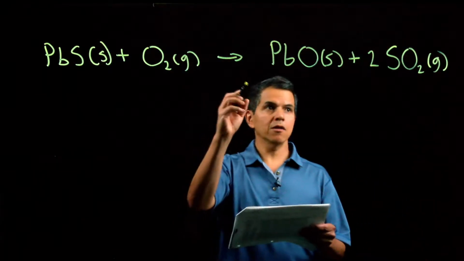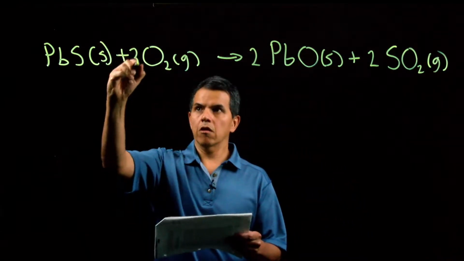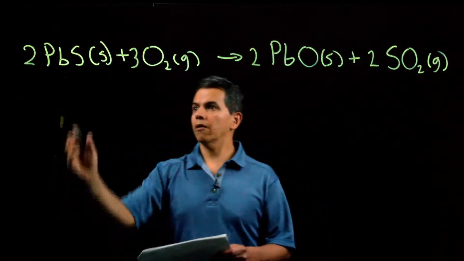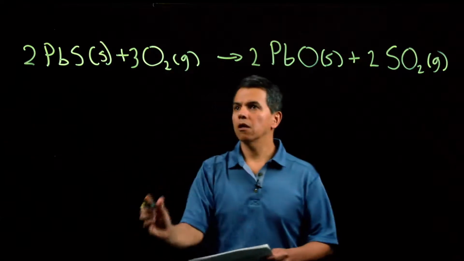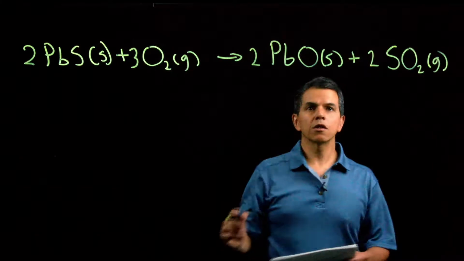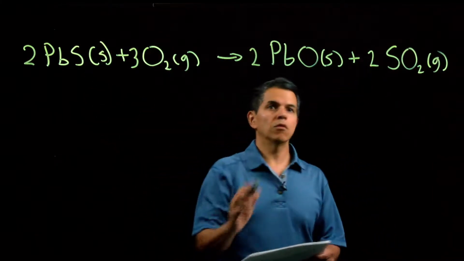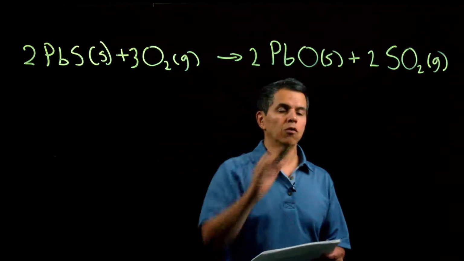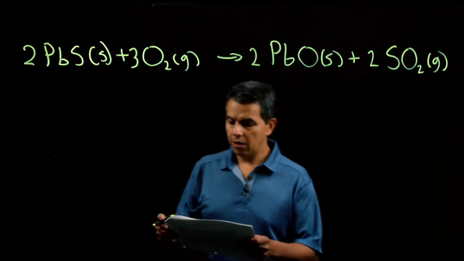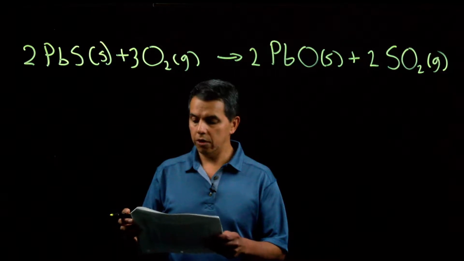We need to continue balancing this equation. 2, 3, let's double check, and 2. So we have 2 leads, 6 oxygens, 2 and 4 oxygens, that's 6, and 2 sulfurs, 2 sulfurs. Okay, so now we're going to calculate the number of moles of sulfur dioxide produced from oxygen.